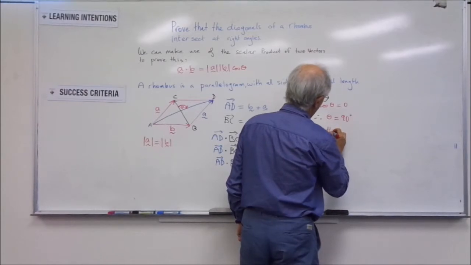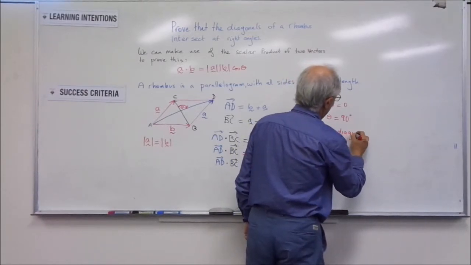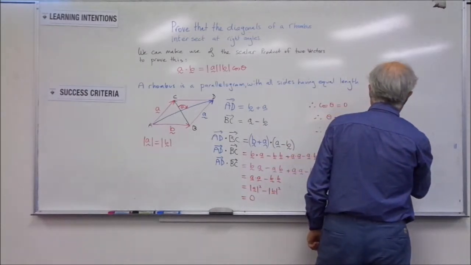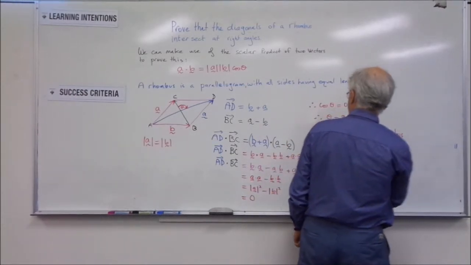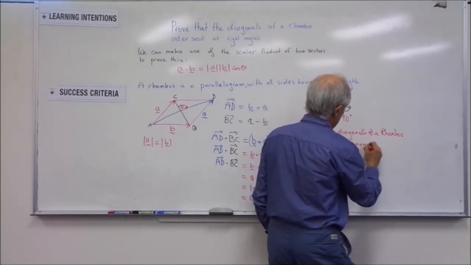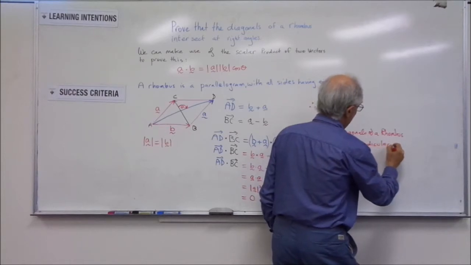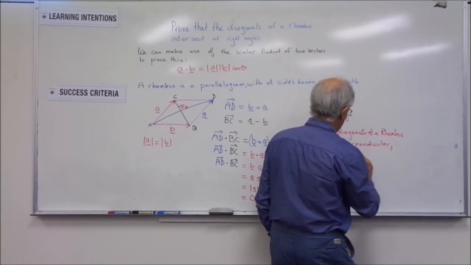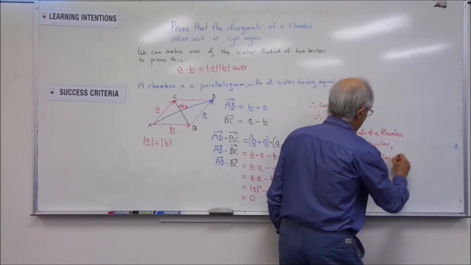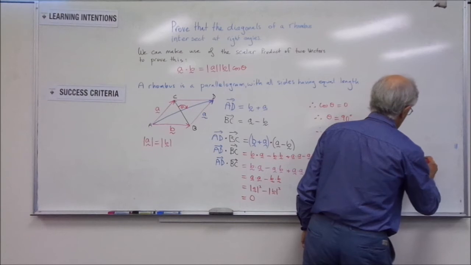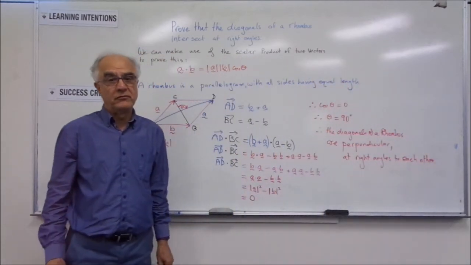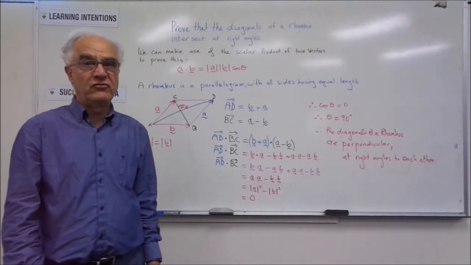Therefore, the diagonals of a rhombus are perpendicular, i.e. at right angles to each other. So vectors are very useful for providing proofs of certain geometric theorems.